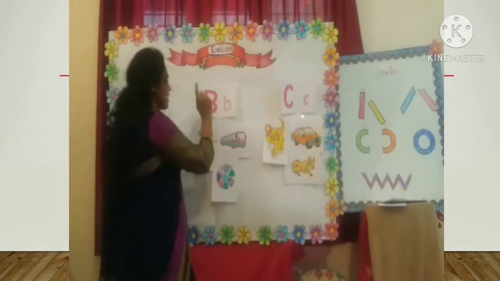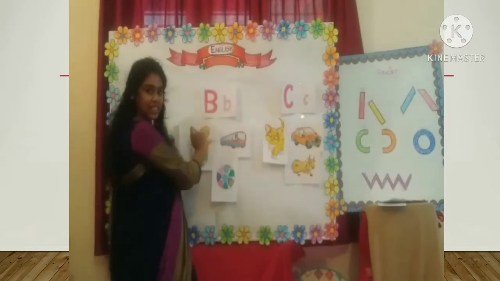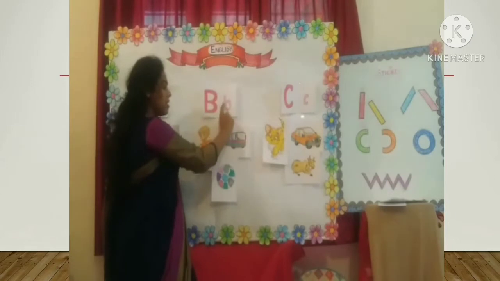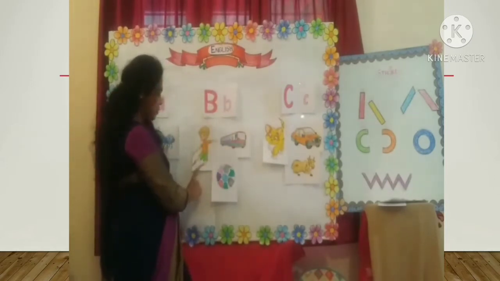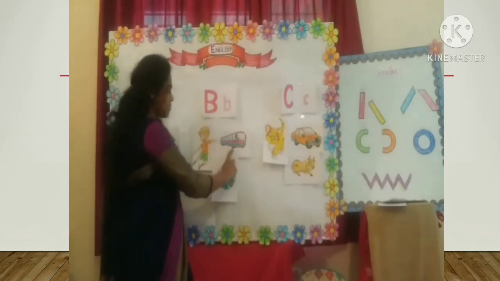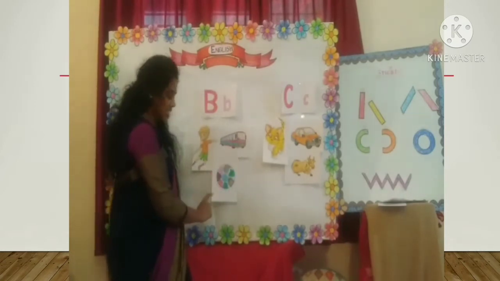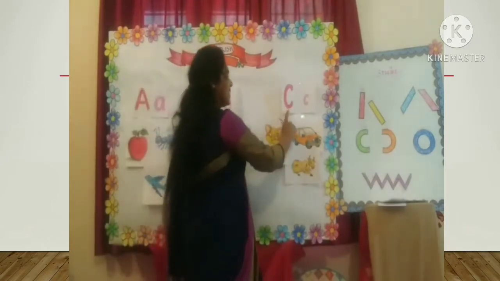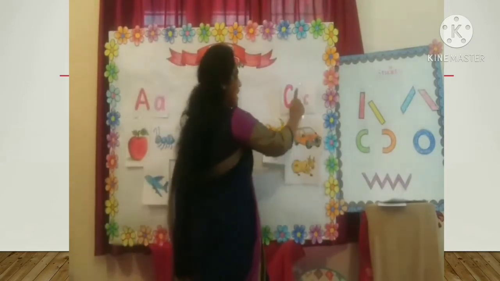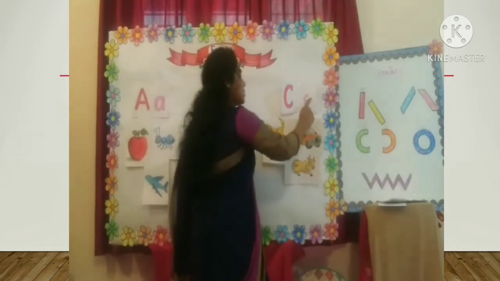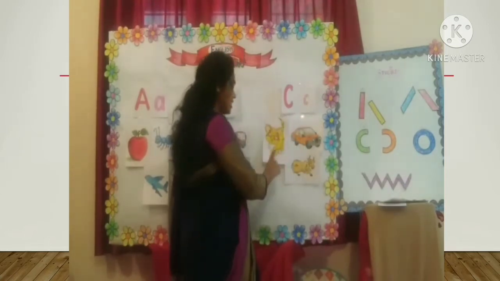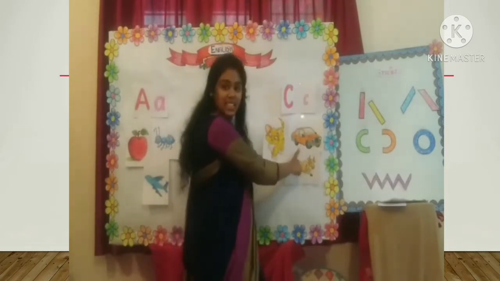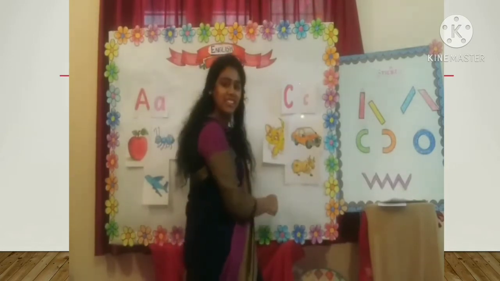And next, this is B. This is capital letter B. And small letter B. B for boy. B for bus. B for ball. And next, this is C. Capital letter C and small letter C. C for cat. C for car. C for cow.